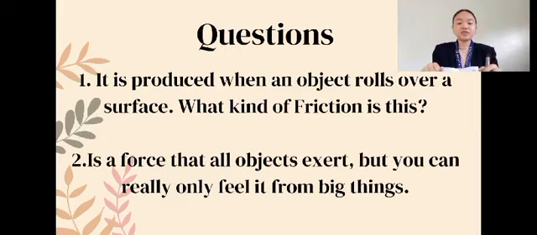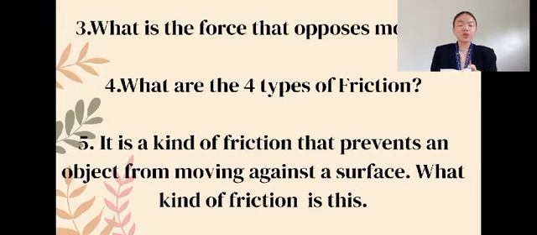Questions. Number 1. It is produced when an object rolls over a surface. What kind of friction is it? Number 2. It is a force that all objects exert, but you can really only feel it from big things. Number 3. What is the force that opposes motion? Number 4. What are the 4 types of friction? Number 5. It is a kind of friction that prevents an object from moving against a surface. What kind of friction is this?